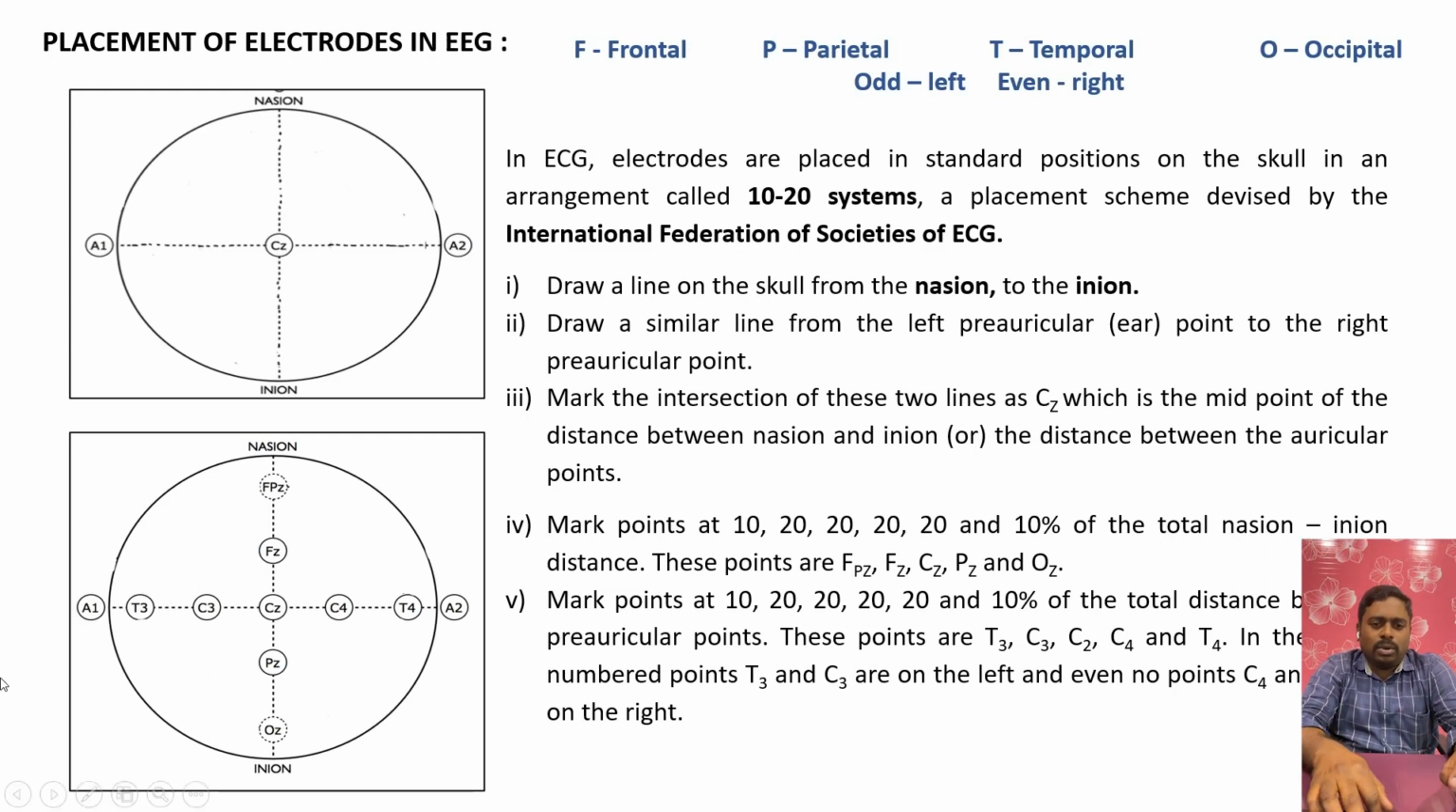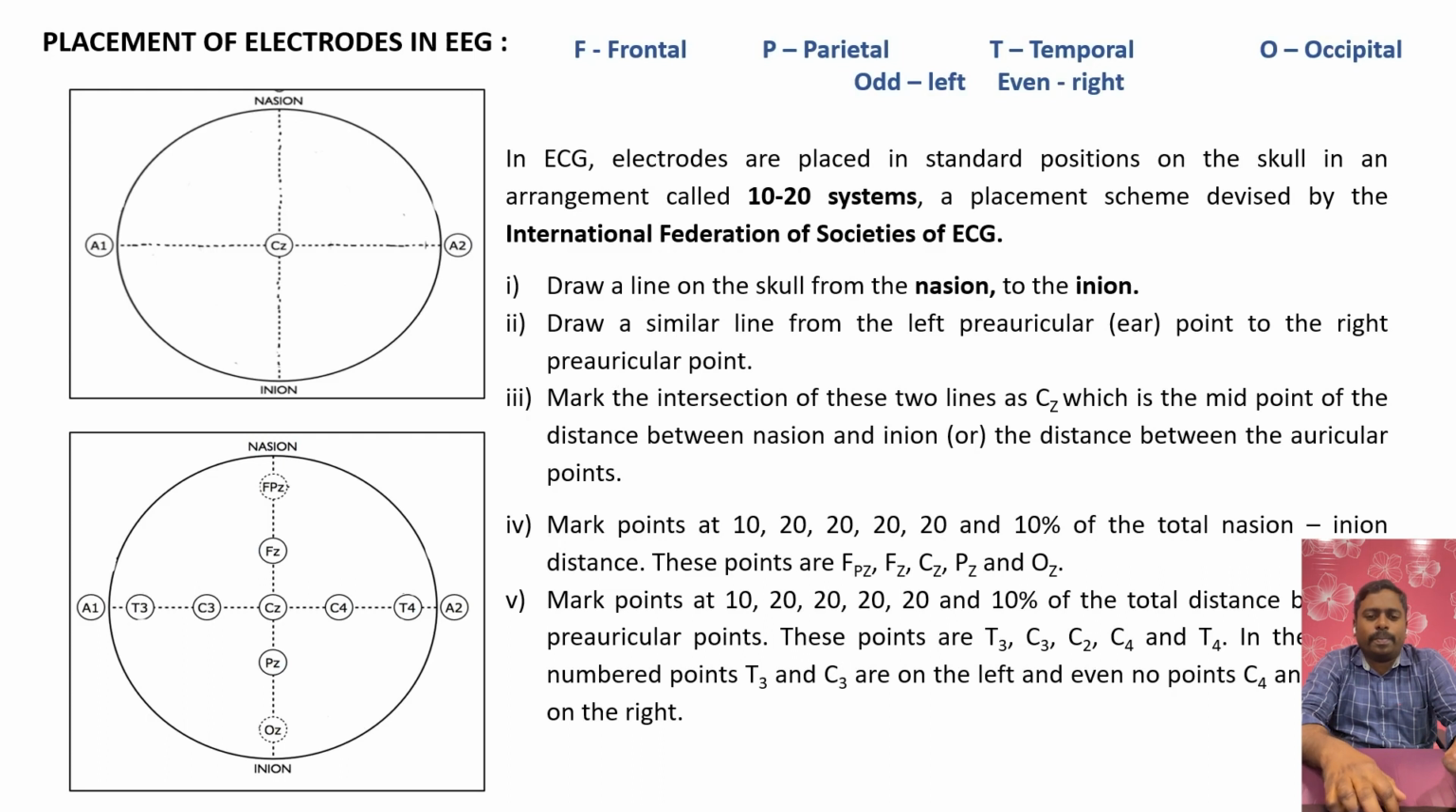Let us see how. Mark the points at 10 percent of the distance from the nasion, which is FPZ. The remaining intervals, FPZ to FZ, FZ to CZ, CZ to PZ, and PZ to OZ, are each 20 percent. That is 10, 20, 20, 20, 20, and 10. So the total nasion to inion distance has the points FPZ, FZ, CZ, PZ, and OZ.